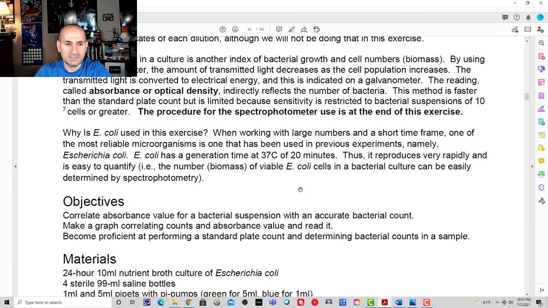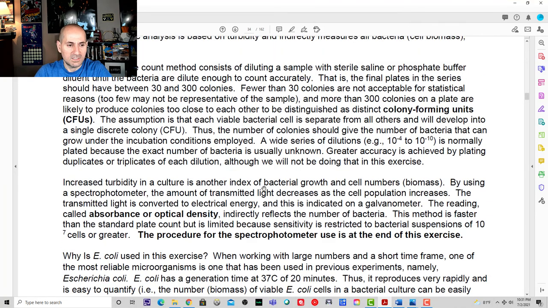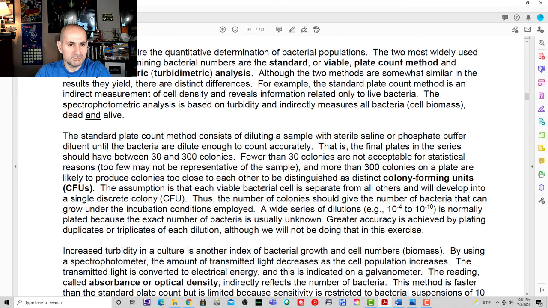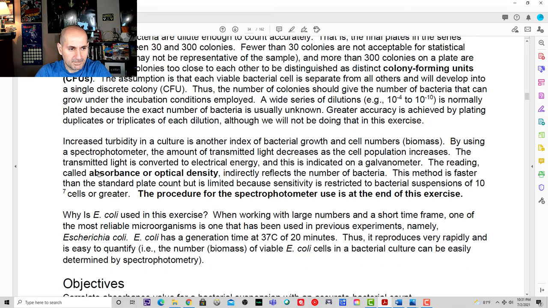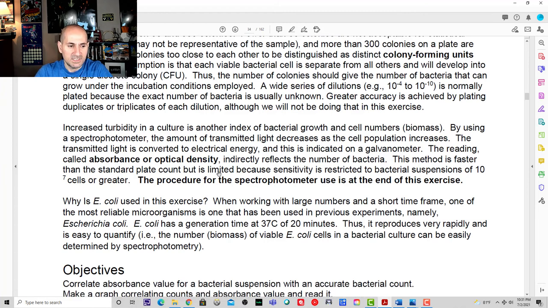Whereas the other count type was called turbidimetric. Yeah, it's based on absorbance or optical density. It's called the turbidimetric count. Remember the turbidity counts. And this counts biomass. What you need to know is with the turbidity counts, with the spectrophotometer, remember what turbidity means? It means how cloudy with cells, how cloudy your broth is.